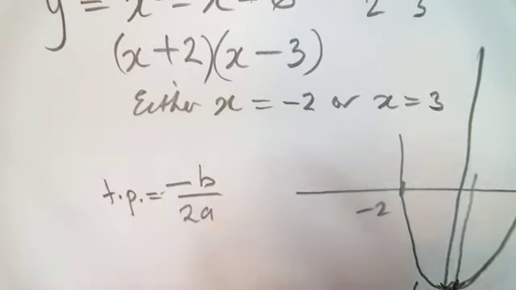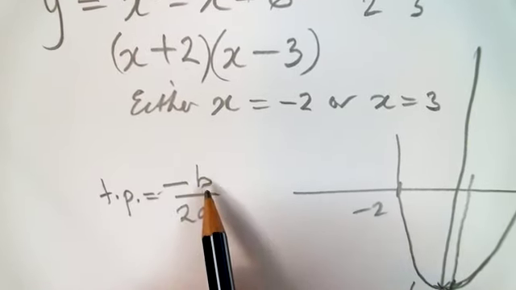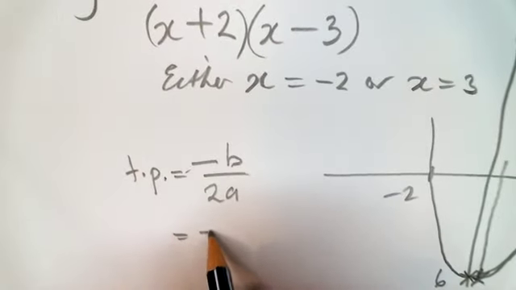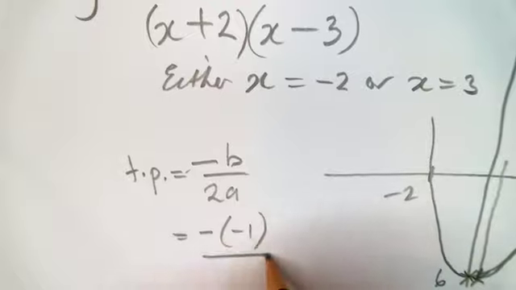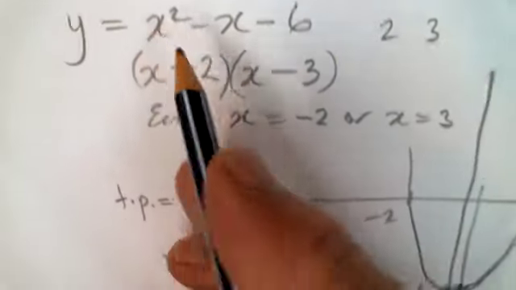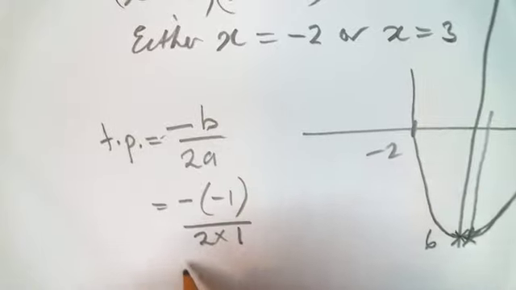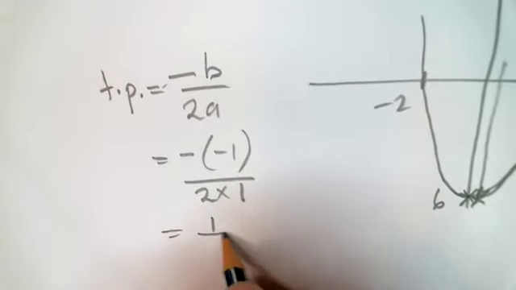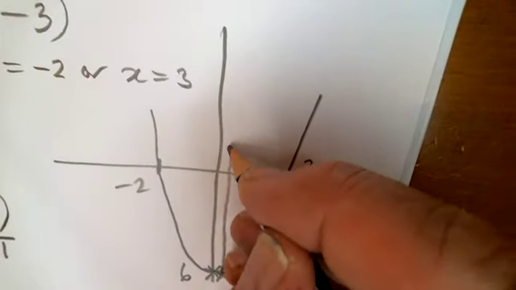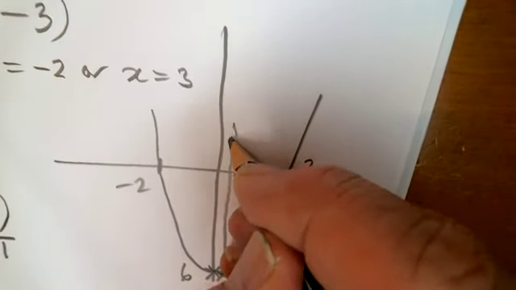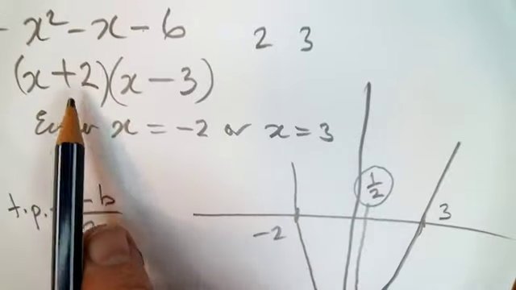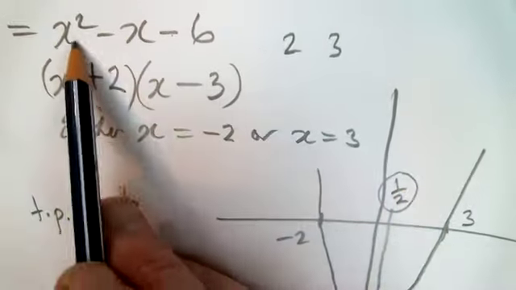We can use the expression minus b over 2a, which is a calculus expression derived by calculus, and that's the turning point. So we've got minus b, where b is negative 1. So this is going to equal negative 1 all over 2 times a. The a value here is 1, so it's 2 times 1. Negative negative 1 is 1, over 2 times 1 is 2. So we know the x value of the minimum point is going to be a half.